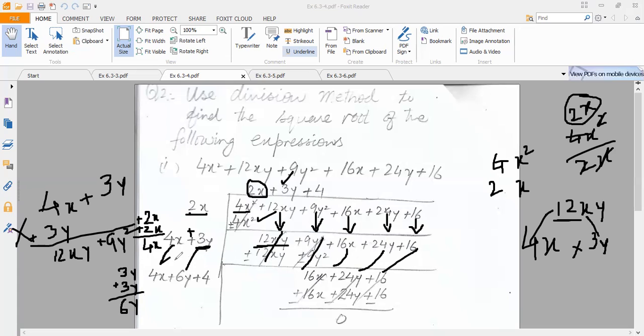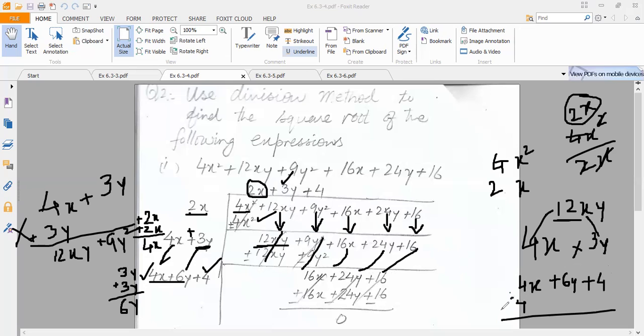Now when we have finished these two terms, we will look inside. There is 16x. Which number is going to be multiplied by this 4 to give you 16? So we can get 16x if we multiply 4 by 4. So write the full expression, 4x plus 6y. This 4 will be with this expression.